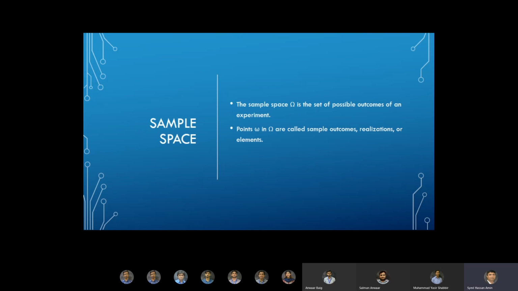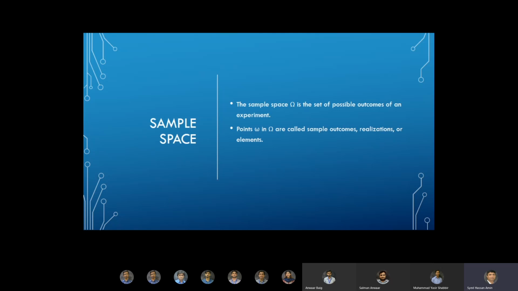Okay, the next key concept that we should learn is sample space. When we apply probability to any problem, sample space is the first key concept that we should be aware of. Sample space, which is denoted by capital omega, is the set of possible outcomes of an experiment. You carry out an experiment, or you are dealing with a situation, and you collect all the results of that experiment as omega.